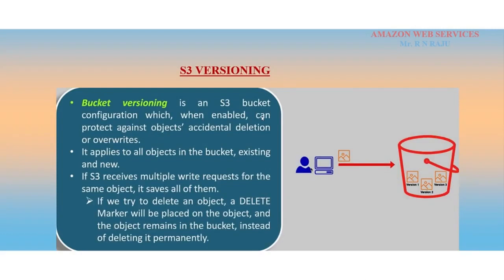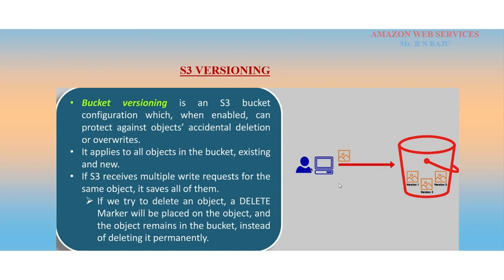Bucket versioning is an S3 bucket configuration that, when enabled, can protect against accidental deletes or overwrites of objects. It applies to all objects in the bucket, existing and new. So what exactly is the meaning of versioning? One bucket can maintain multiple timestamps. That is the simple definition. The bucket maintains multiple timestamps.